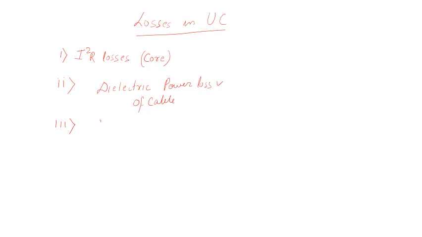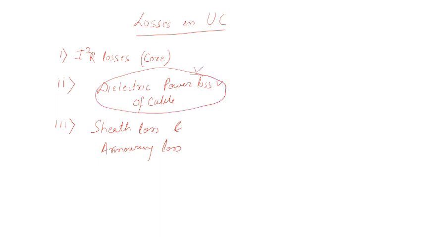Next is the sheath loss and armoring loss. These losses are very minimal. They can also be compared to stray losses. So we are not more focused on this one. We will be more focused on the dielectric power loss because this is one of the biggest challenges for a cable.